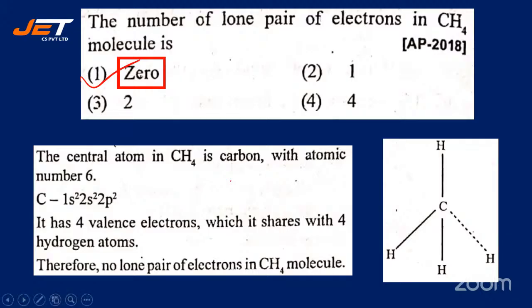So the valency is distributed equally, therefore there is no possibility of a lone pair. It is completely a covalent molecule. So there is no chance of a lone pair of electrons.